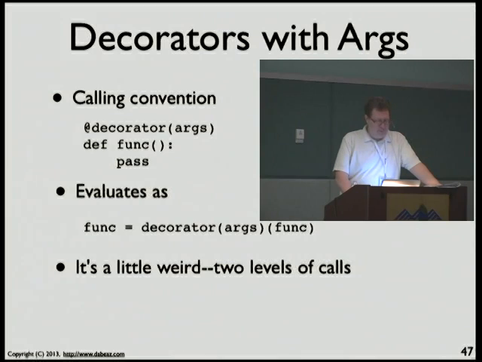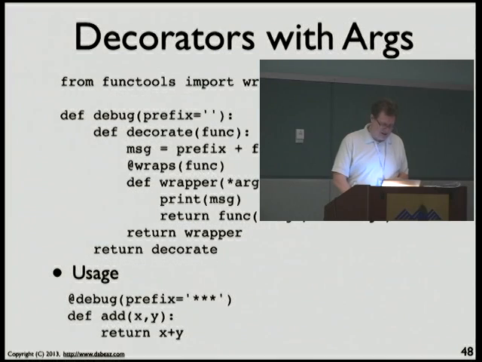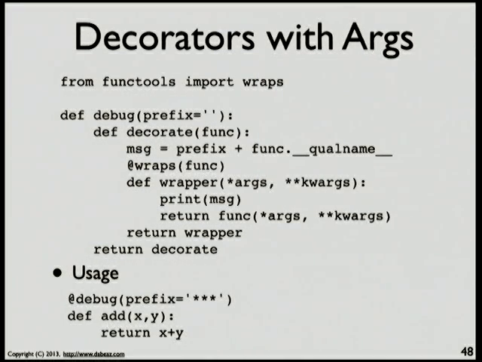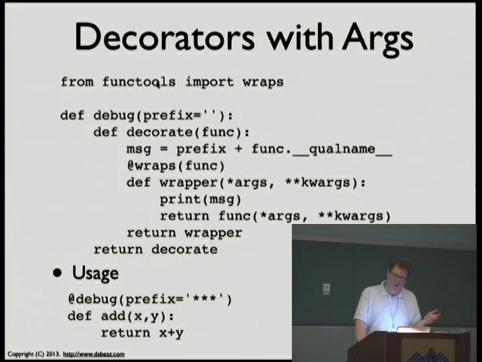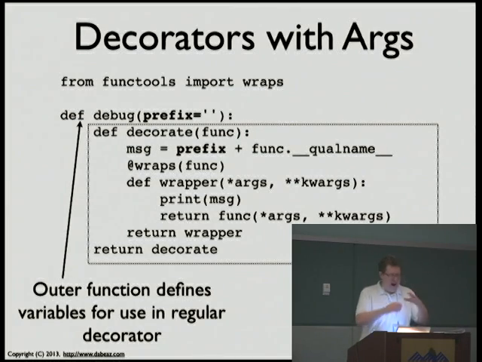Decorators with arguments look a little bit weird due to the calling convention. Essentially, it calls the function with the arguments, and then takes the result of that and calls it with the function. You end up with this bizarre construct, essentially two levels of nested functions. Here's the gist: the outer function provides an environment for use in the inner functions. It takes an input value, prefix, and that variable is available inside that whole block of code.